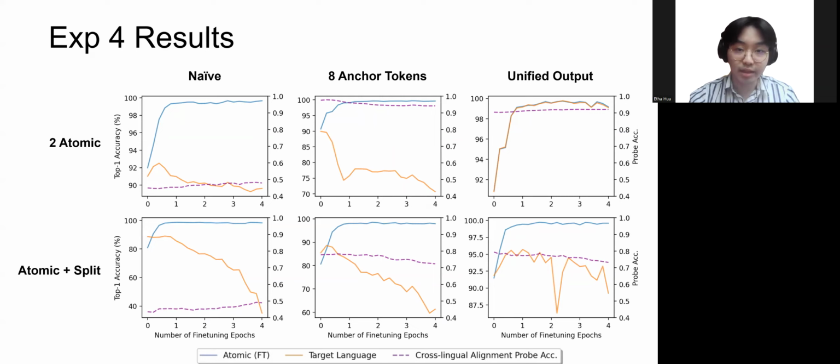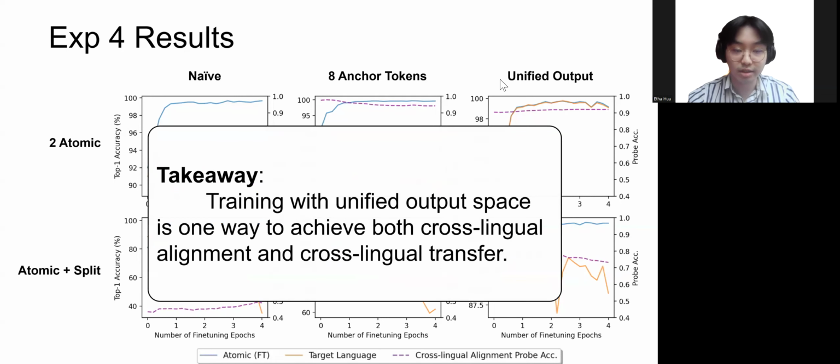In the model trained with atomic and split languages, the performance improvement is less perfect, but you can still see that in the first few epochs, there is positive cross-lingual transfer. We also reported the results for models trained on atomic and compositional languages, which is similar to what we see here for the split language. These results show that training with unified output space is one way to achieve both cross-lingual alignment and cross-lingual transfer.